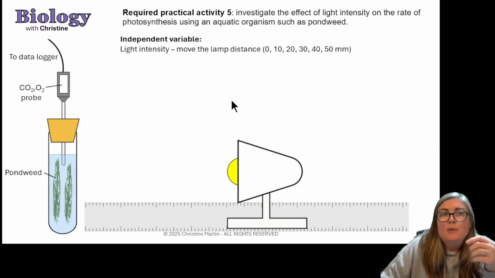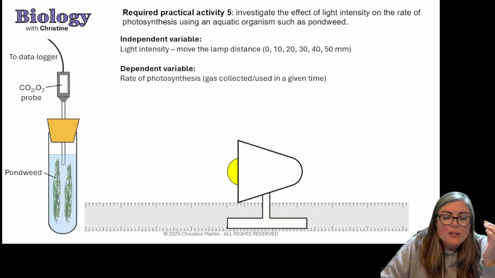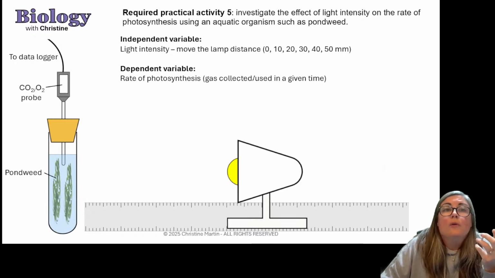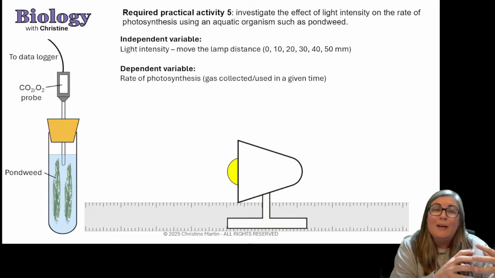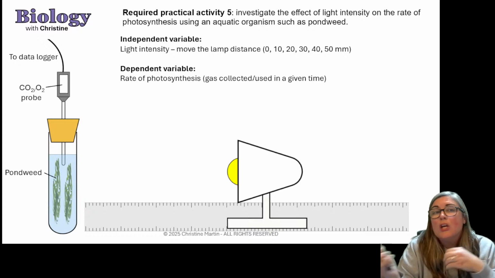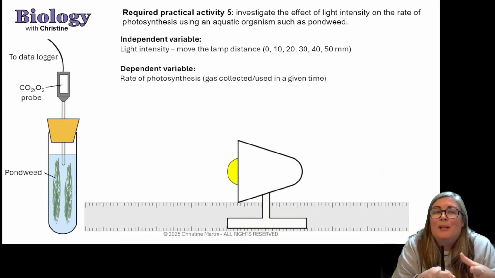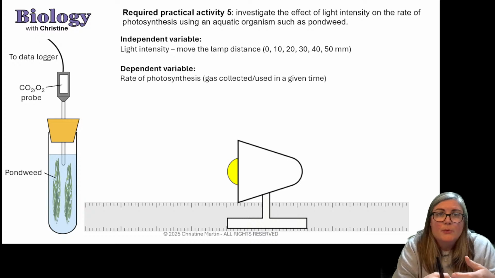Then we need to think about what our dependent variable is. Our dependent variable would be the rate of photosynthesis. How is that going to be measured? It could be that you count the number of bubbles. That's the most simplified way of measuring photosynthesis. If you've done this in class, you'll have stuck an aquatic plant into a sodium hydrogen carbonate solution, and maybe you have counted the number of bubbles.